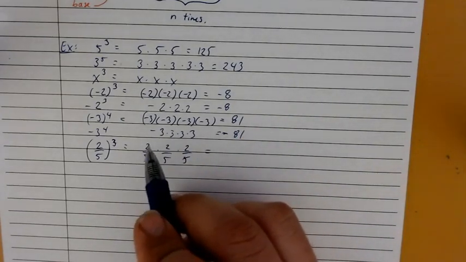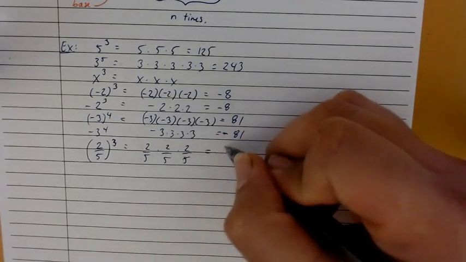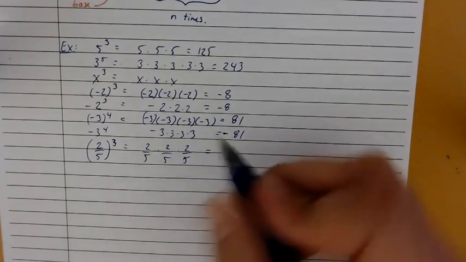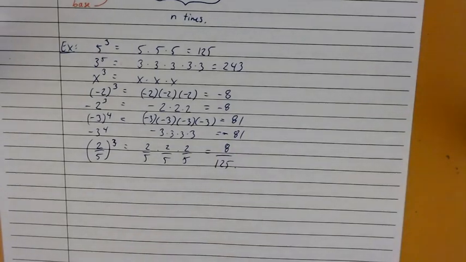And then we multiply. 2 times 2 is 4, times 2 more is 8. 5 times 5 is 25, times another 5 is 125.